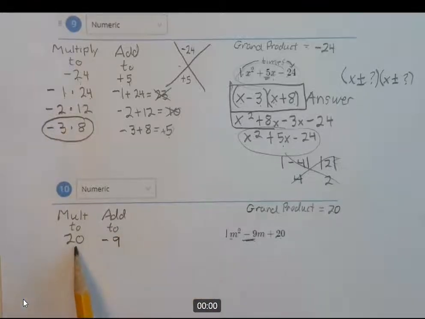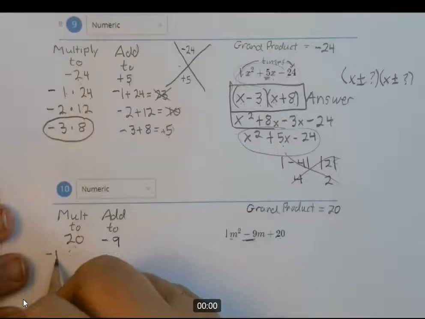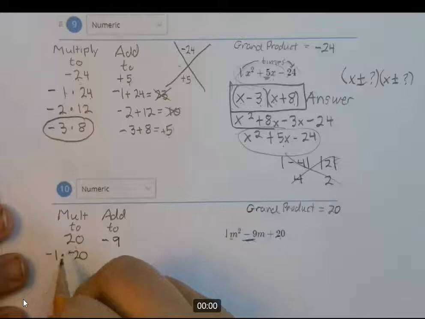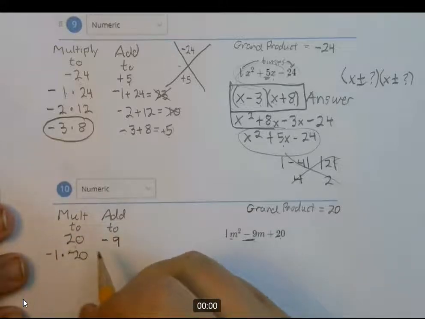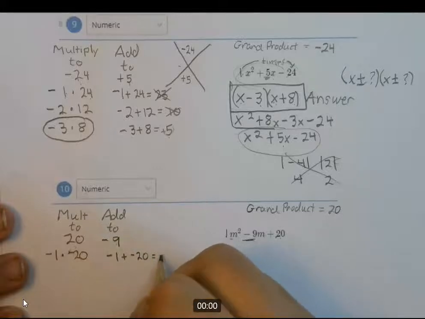If two numbers multiply to a positive number, they both have to either be positive or both be negative. If they add up to a negative number, then I know they have to both be negative in this case. I can't have two positive numbers add up to -9. So let's start with the smallest, -1 times -20. They have to both be negative. That gives you +20, and -1 plus -20 equals -21.